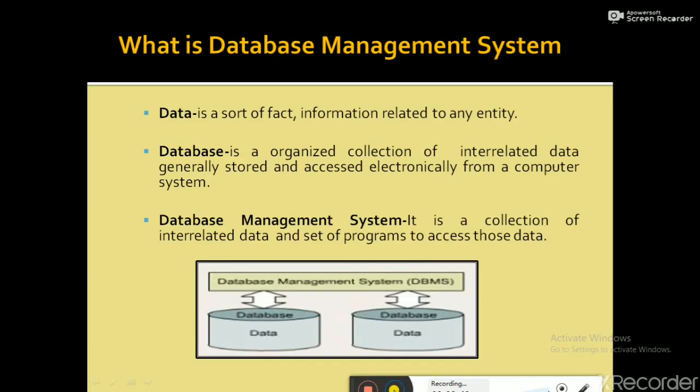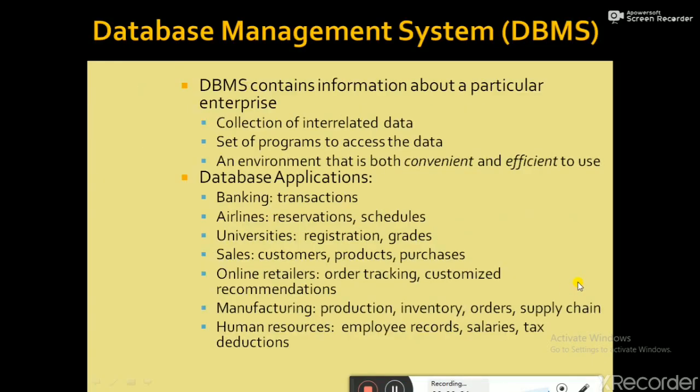Now we move to the database management system, in short known as DBMS. It is a collection of interrelated data and a set of programs to access those data. That means DBMS consists of mainly two parts. One is the collection of interrelated data, which is termed the database, and the other is a set of programs. Now what is the purpose of this set of programs? To access and to manage the database. So DBMS actually contains information about a particular enterprise, and it contains a large amount of data.